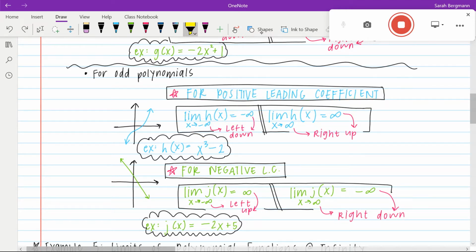However, if the leading coefficient is negative, such as negative 2x, then that means that it flips over the x-axis, so it goes up on the left end, down on the right end. So these are always your limits for a positive leading coefficient odd polynomial. These are always your limits for a negative leading coefficient with an odd polynomial.